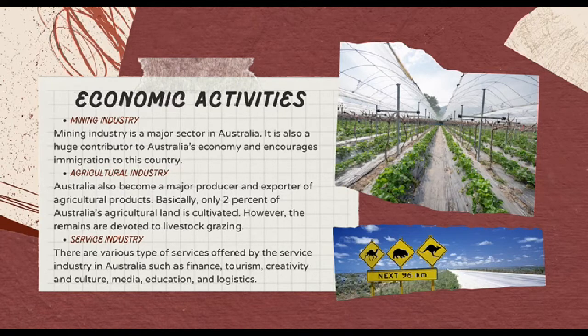The second economic activity is the agriculture industry. Australia has also become a major producer and exporter of agriculture products. Basically, only 2% of Australia's agriculture land is cultivated. However, the remainder is devoted to livestock grazing.